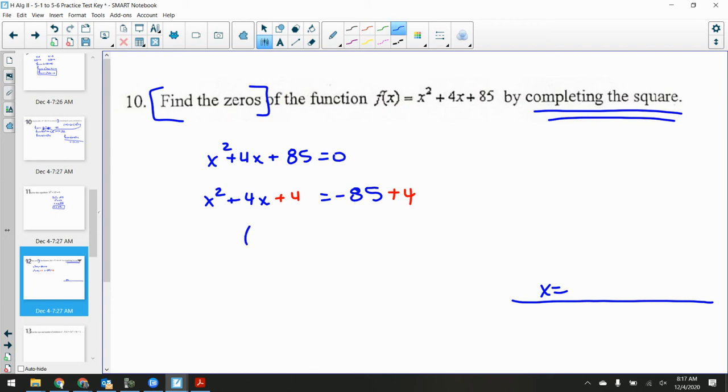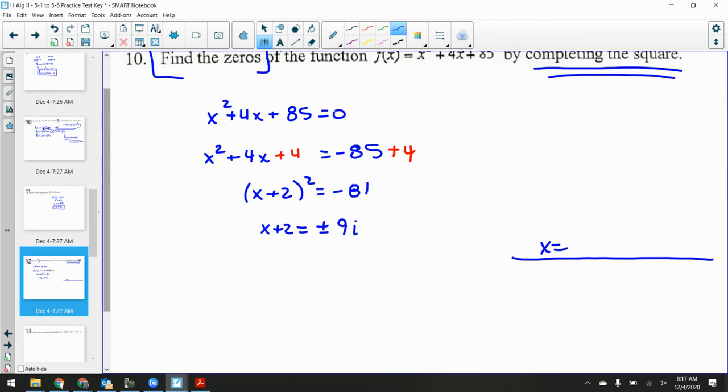So we have x plus 2 squared is equal to negative 81. Okay, now when I square root negative 81, plus or minus 9i. The square root of a negative is an i, the square root of 81 is a 9. So don't forget about the plus or minus either. And then I finish by subtracting the 2 over to the other side. Negative 2 plus or minus 9i. Questions about that?